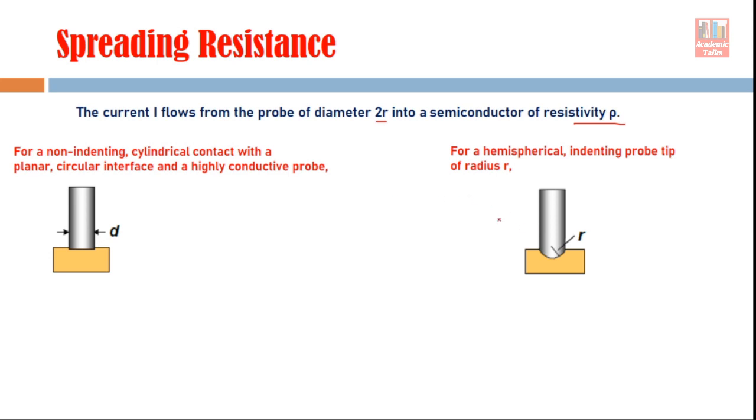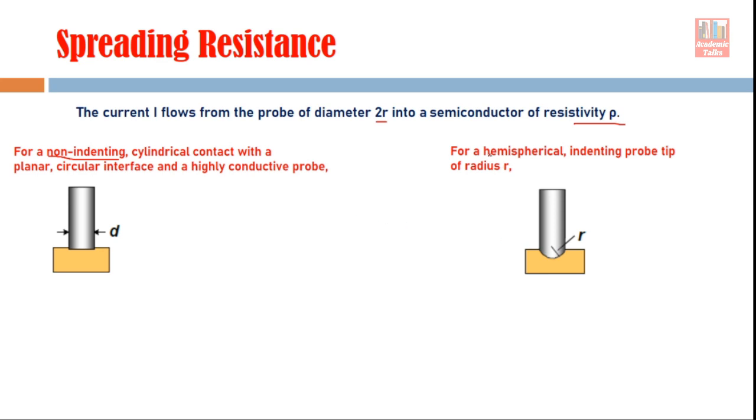Now what is the difference between these two cases? The difference is in the shape of this tip. Here this is a flat tip, so this is a non-indenting tip, right? Non-indenting means it's not penetrating into the semiconductor. This is a flat surface. Of course this contact is a cylindrical contact. If you see this 3D picture, this is a cylindrical probe, but this top is flat with a planar circular interface. This interface is planar, right?